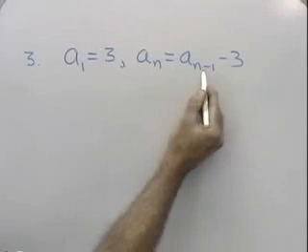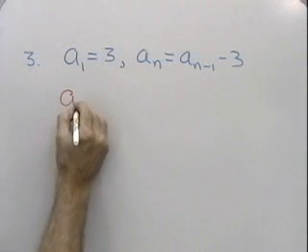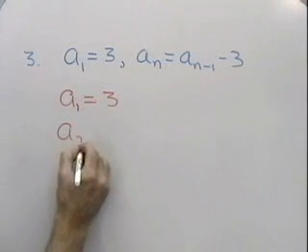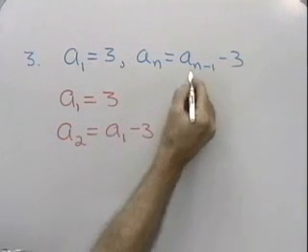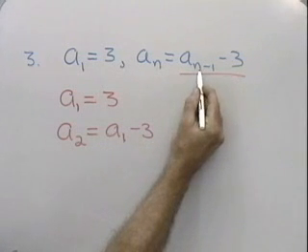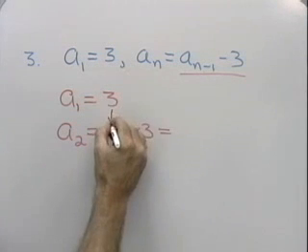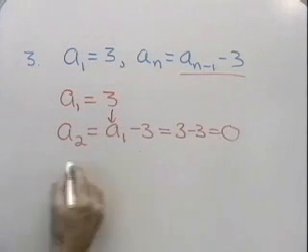So every term is given in terms of the term that came before it. So let's write the terms out. A sub 1 is equal to 3. A sub 2 will be a sub 1 minus 3. That's what this formula here tells us. A sub 2 is a sub 1, which is 3, minus 3, which is 0.